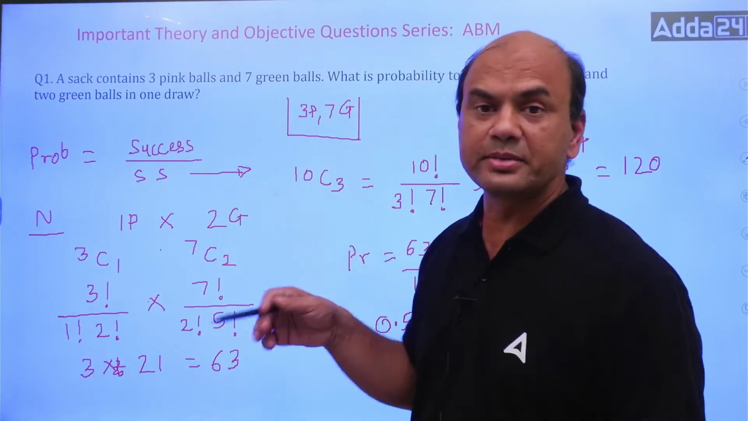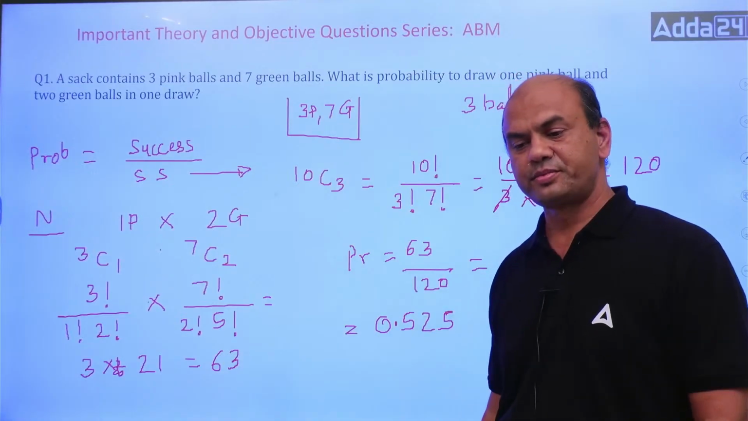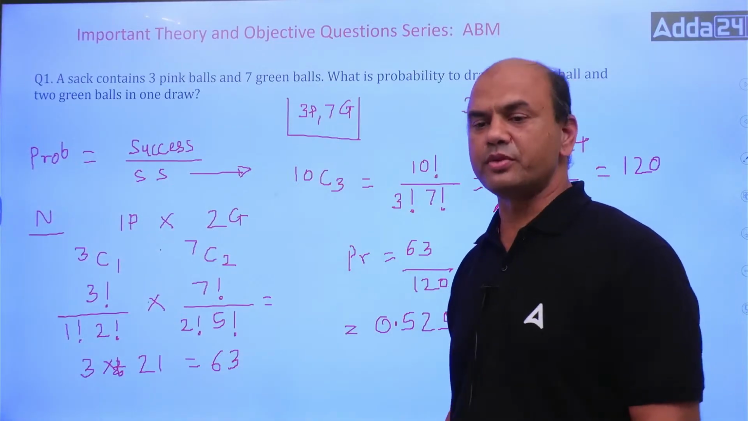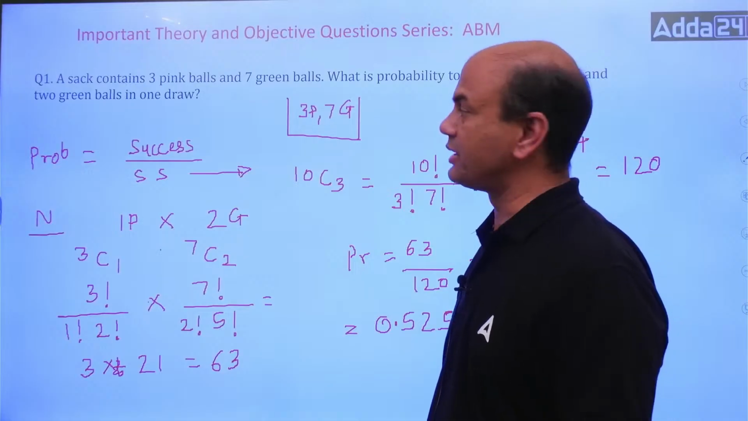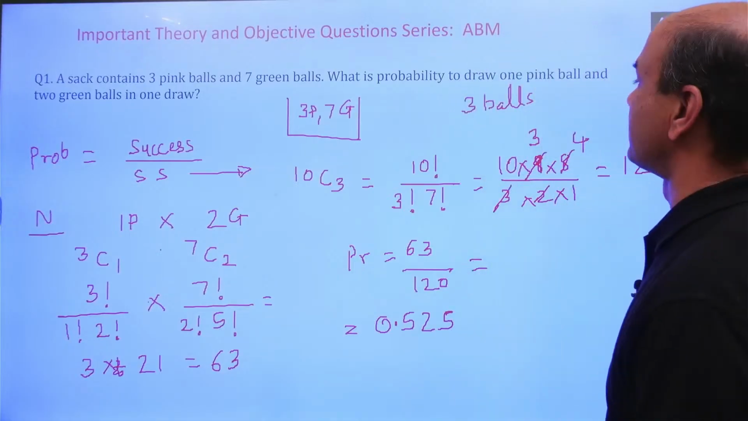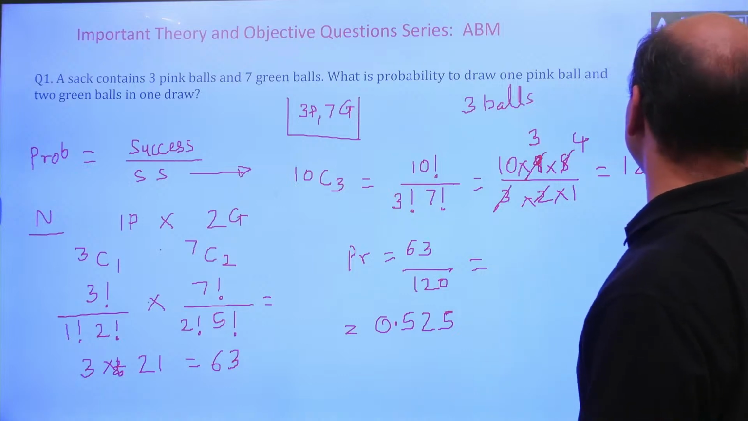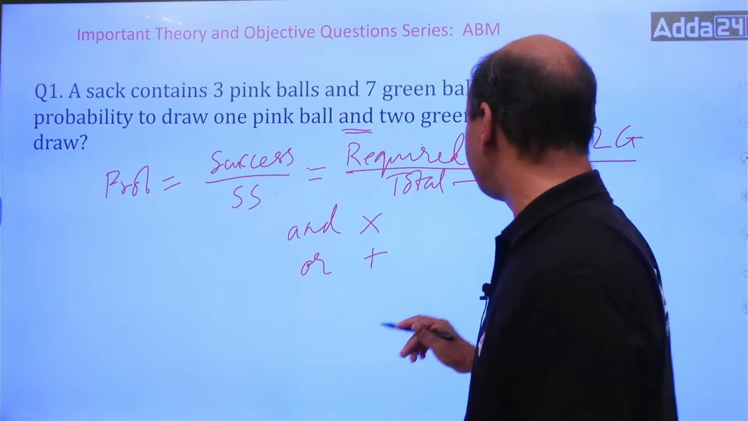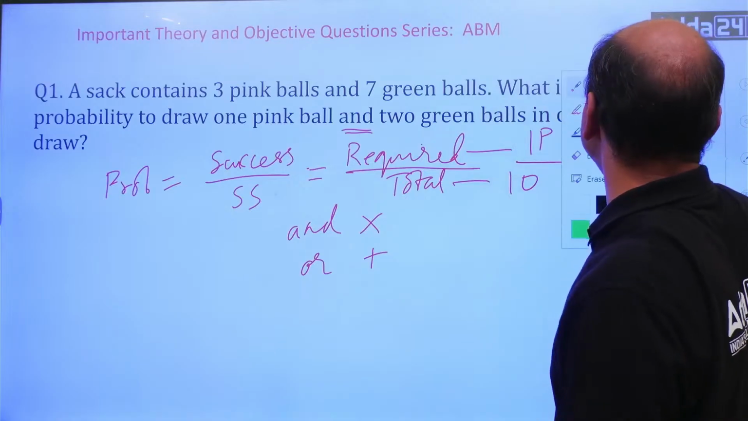Now how can 3 be selected out of 10? For that we have a combination formula. What is this combination formula? This combination formula is always written as nCr. Let me write it over here. Okay. It is always written as nCr.